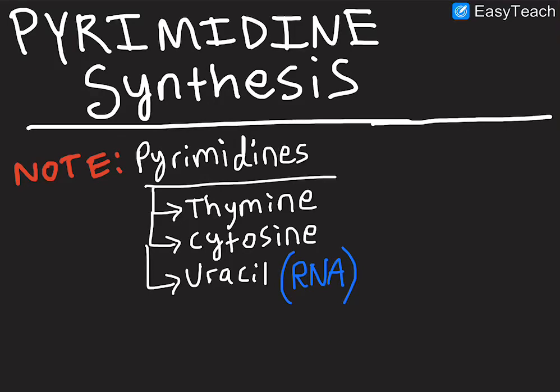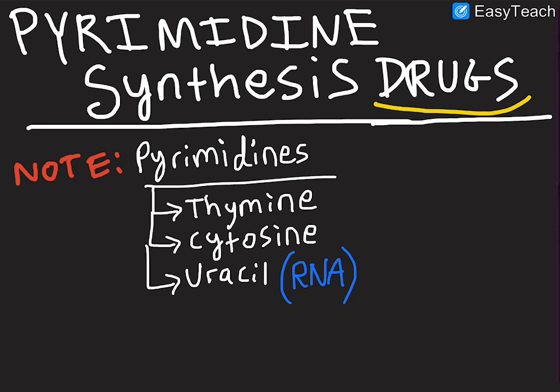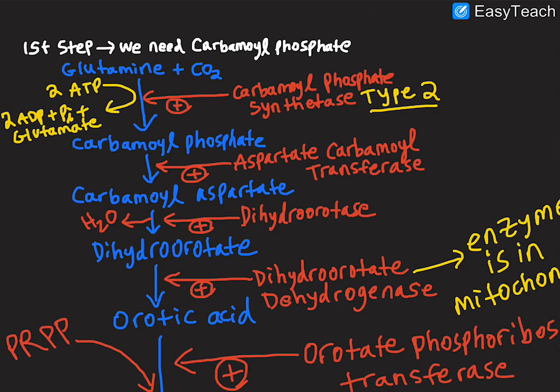Alright guys, welcome back to Underground Science, and in this video we're going to be talking about pyrimidine synthesis. But since we already talked about the synthesis, specifically in this video, we're talking about the drugs involved in this pathway. Because there are certain drugs that inhibit certain enzymes that we need to know. That's high yield. Alright, so let's start over here.